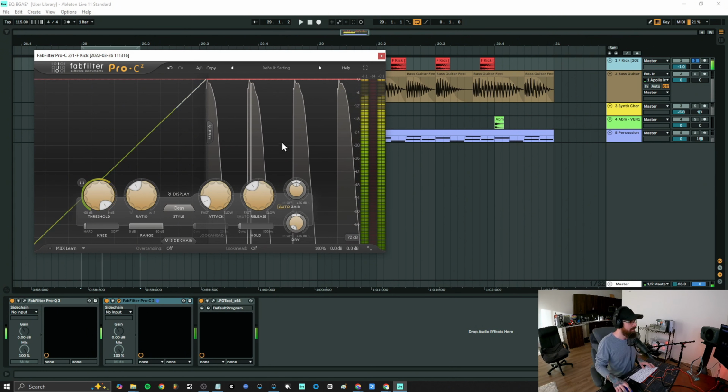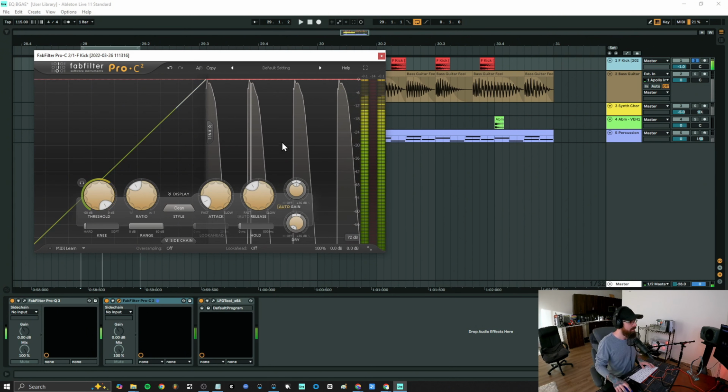So the first thing that we're going to talk about is the threshold. So what does the threshold do? Well, if you can see on this side of the compressor, we have dB. We have our volume level. And right now, our kick goes all the way up to 0 dB. Goes right up there to the top.